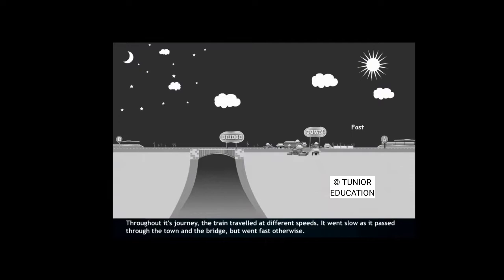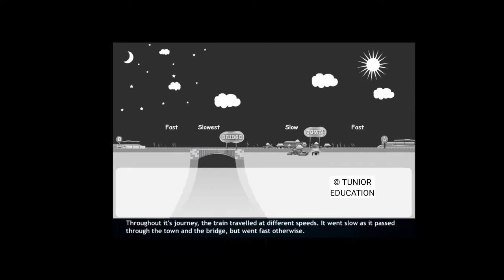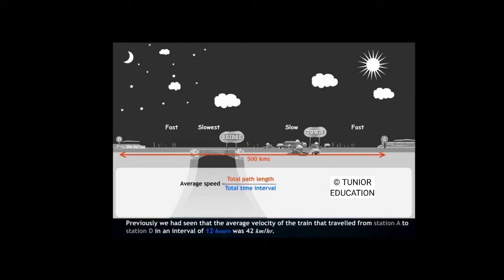Instantaneous velocity and instantaneous speed. Throughout its journey, the train traveled at different speeds. It went slow as it passed through the town and the bridge, but went fast otherwise. Previously, we had seen that the average velocity of the train that traveled from station A to station D in an interval of 12 hours was 42 kilometers per hour.